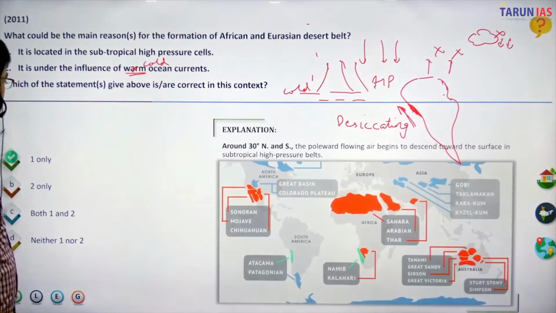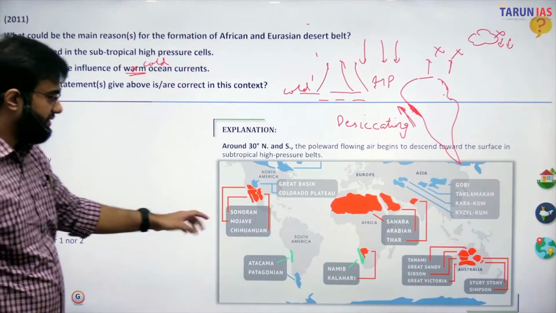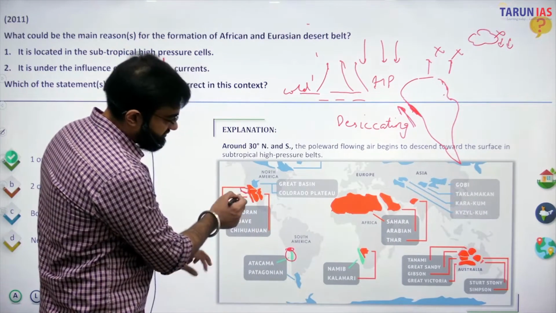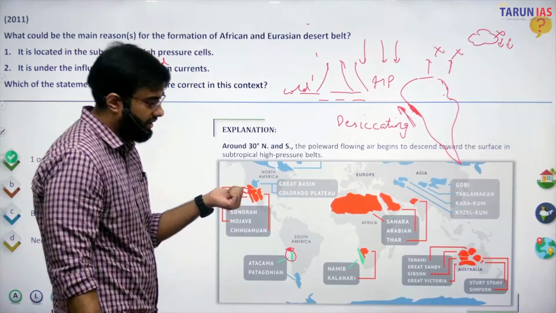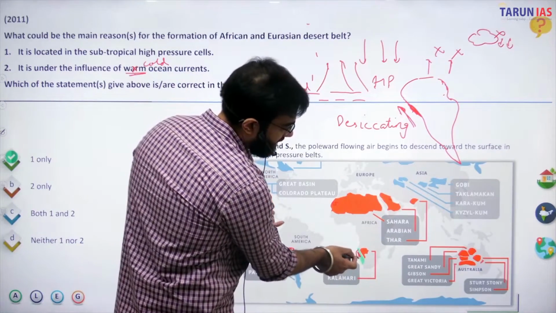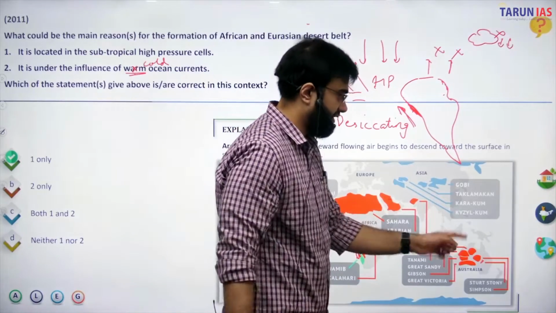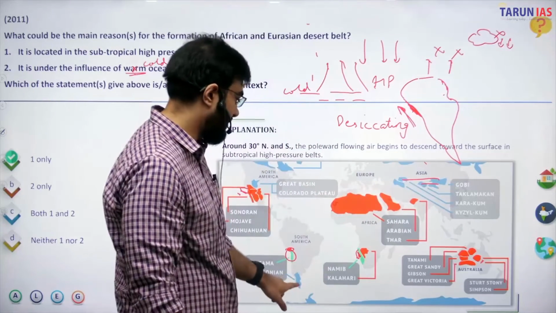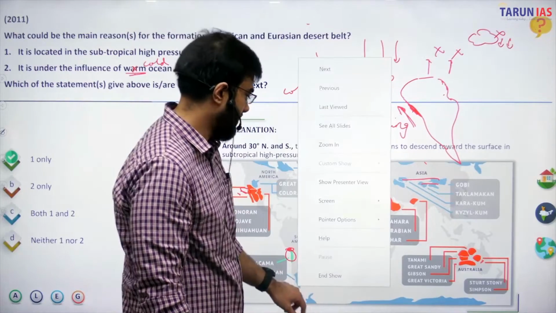If we see a nice diagram here, we have the Atacama, these hot deserts in the western part in the subtropical high pressure belt, the Sahara, Arabian, then Namib and Kalahari. This is the Western Australian. You can see by the color itself, these blue ones are the cold deserts, the Patagonia also, right?